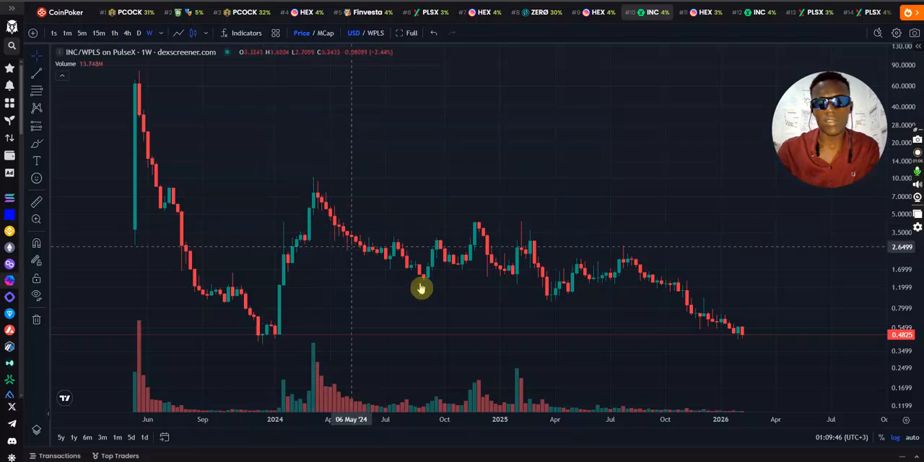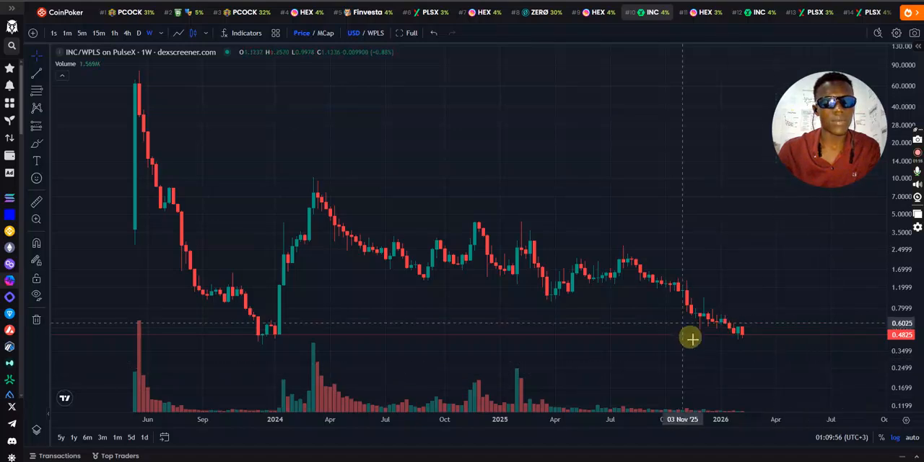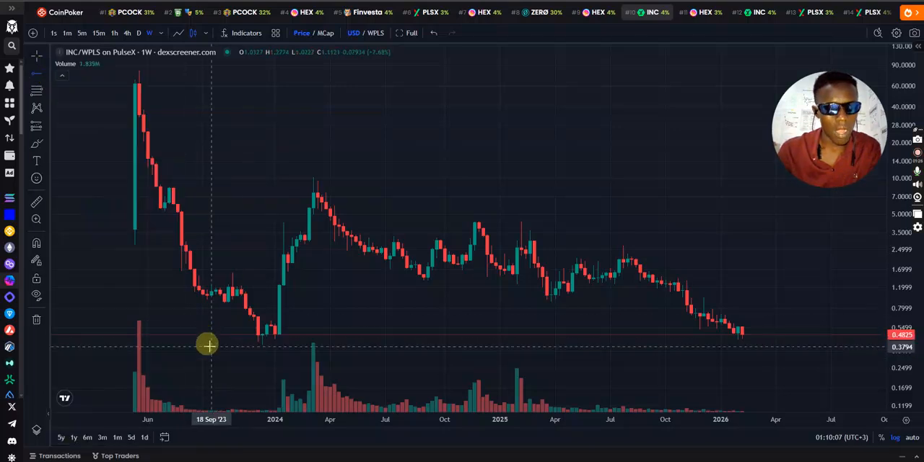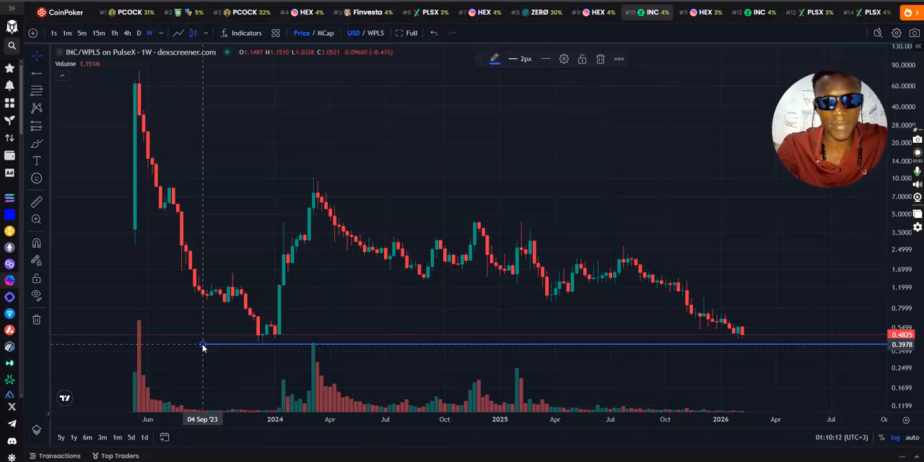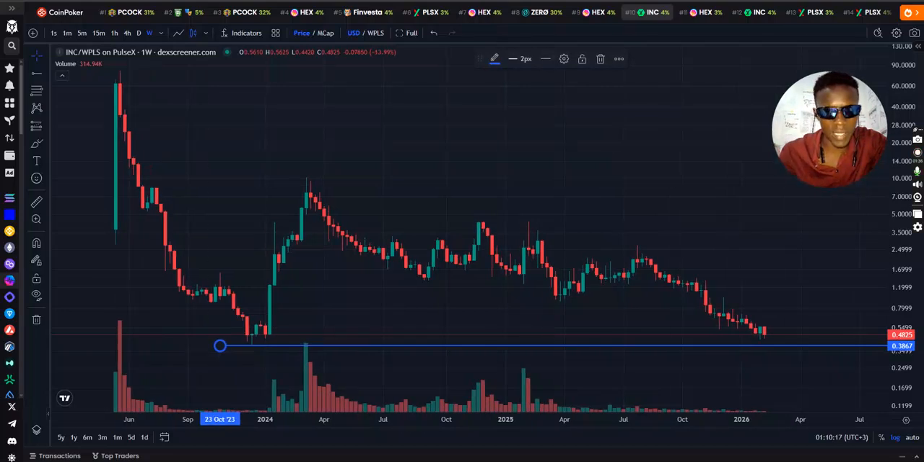So this is the price of INC, and this is how it has been performing. You can see currently the price is trading at 0.4825 US dollars. So that is the current price of the INC. We are going to do some small analysis here just to see how price has been behaving in the past. And of course, this is the lowest price it has ever been since this asset was launched.